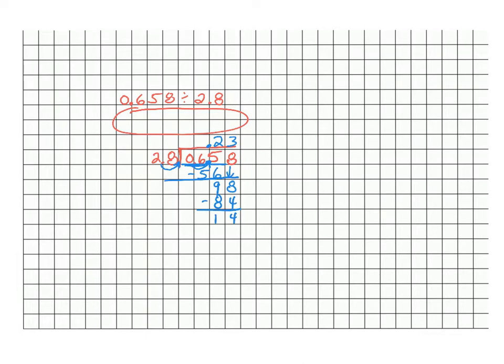I can't leave a remainder again, so I am going to put a 0 at the end of this because it does not change it, and bring that 0 down. How many sets of 28 are there in 140? Well, when you do the math, you'll find that there are 5. 28 times 5 does give me 140. I subtract, I get 0, so I'm done. So the answer to this problem is 0.235.